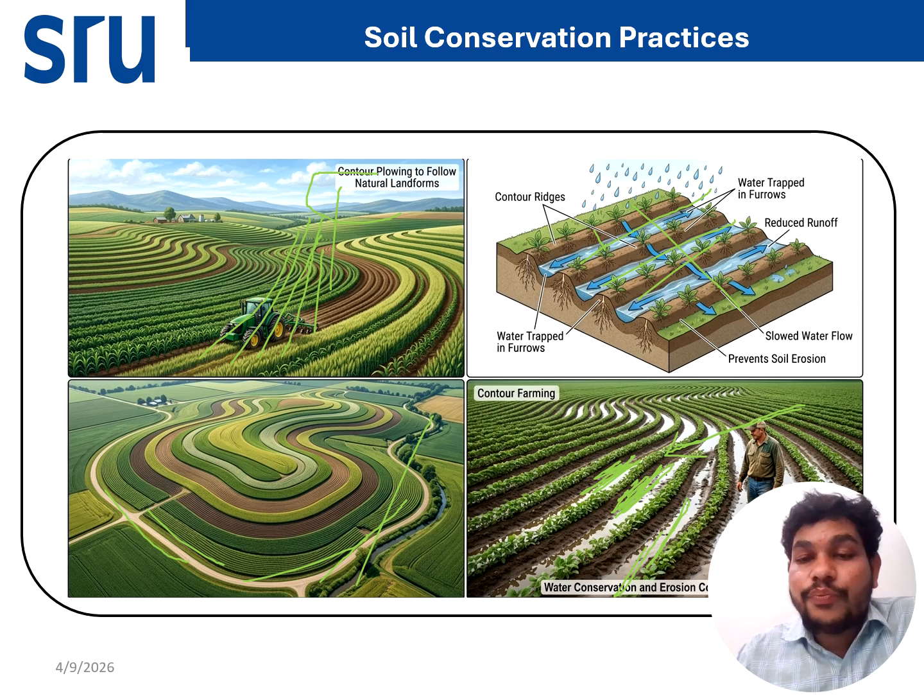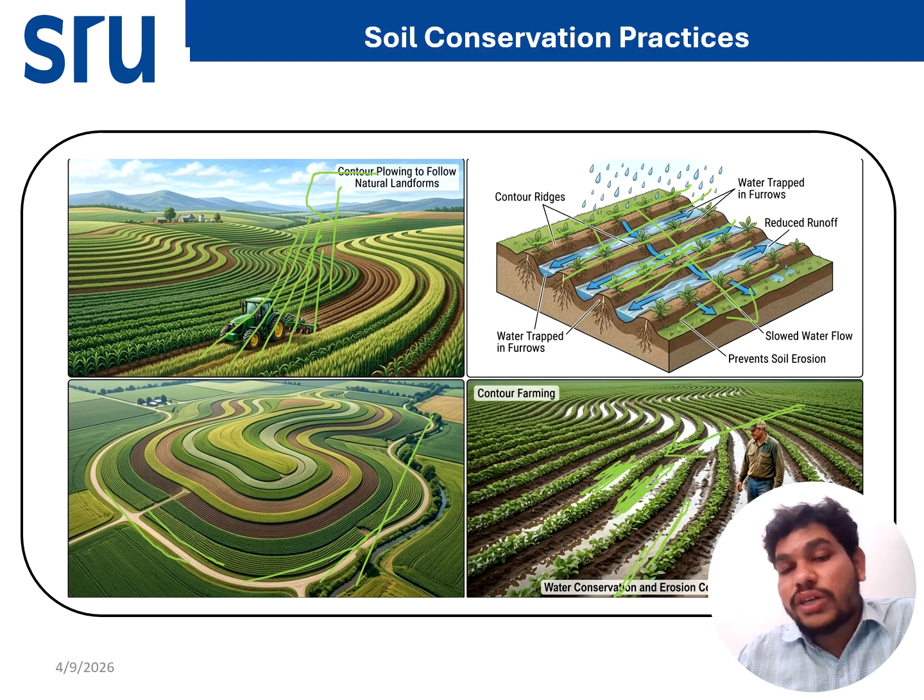If this is the slope, we have to do the farming or plant the rows against the slope, in the opposite direction. It will reduce the runoff and the velocity, trap the soil, and give the water more time for infiltration.